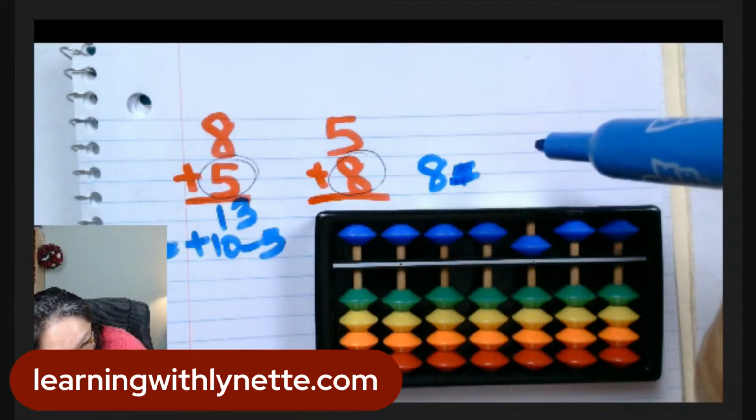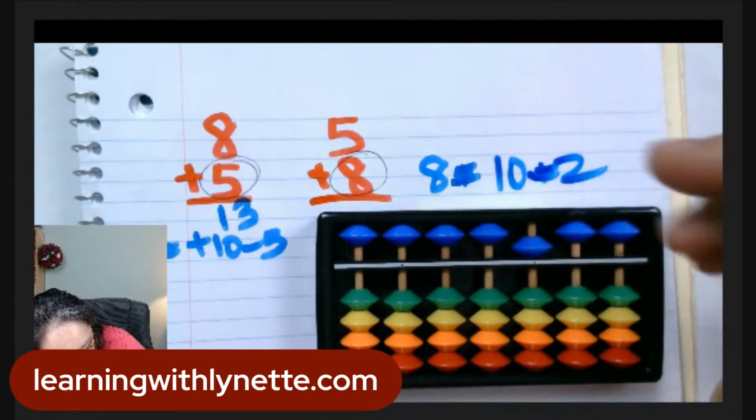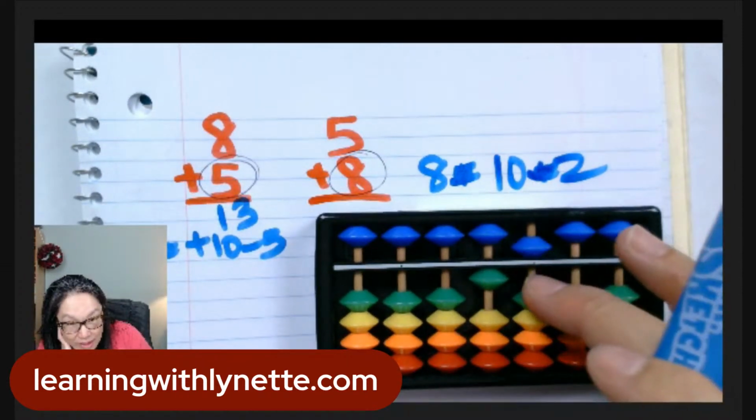Minus the 2 plus the 10. So I'm going to minus the 2 plus the 10. I'm going to add the 10 here. I'm going to take away the 2.